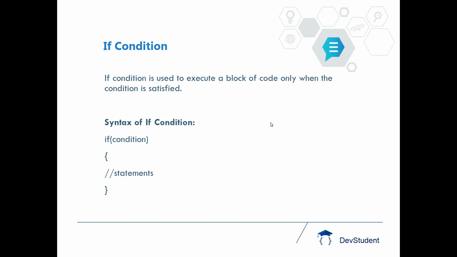So, the if condition is used to execute a block of code only when the condition is satisfied. If you have multiple lines of code and you want some of the statements to be executed based on a condition, then you have to use if conditions. The syntax looks like this.